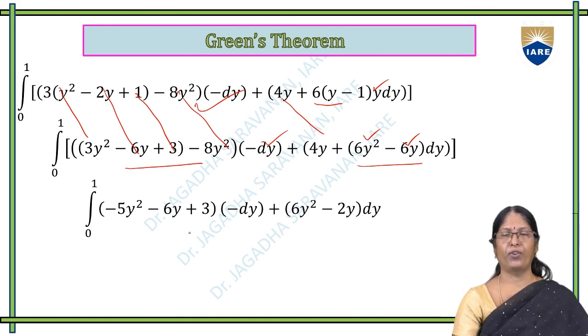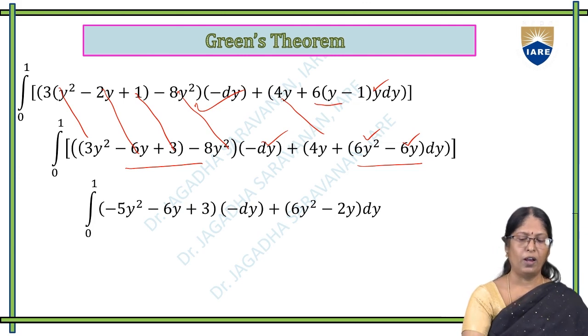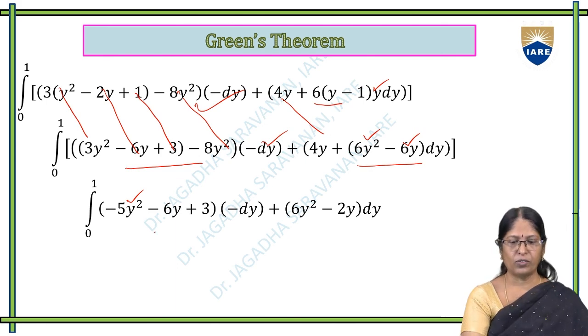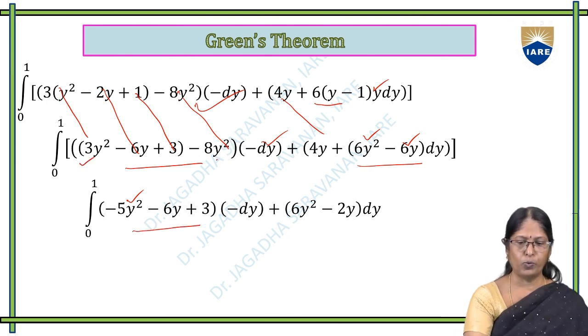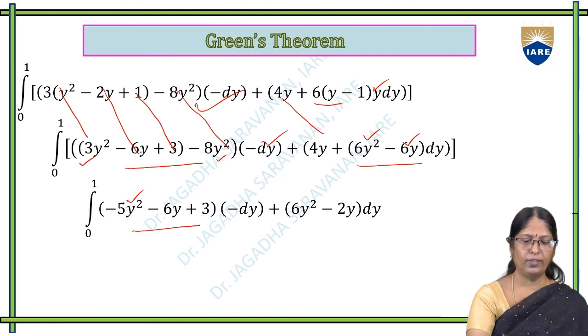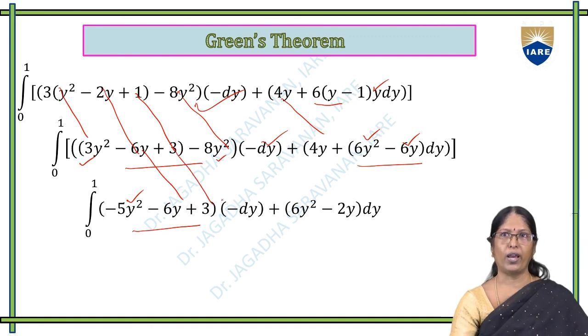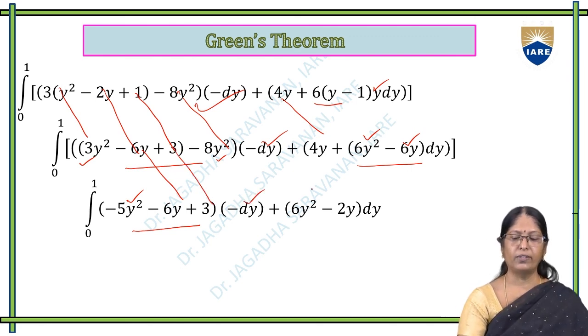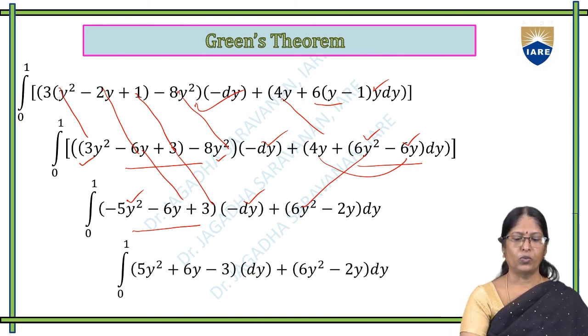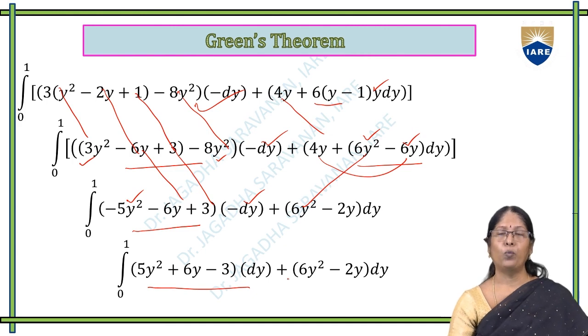After doing the simplifications, we obtained minus 5y square minus 6y plus 3. That is, this put together, we obtained minus 5y square. And this is as it is, and this is also as it is written, and minus 2y dy plus this 6y square, and put together these two, minus 2y dy. So finally we obtained 5y square plus 6y minus 3.